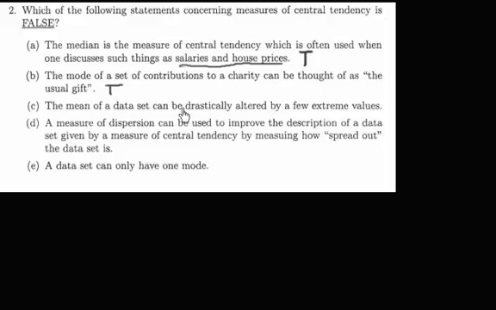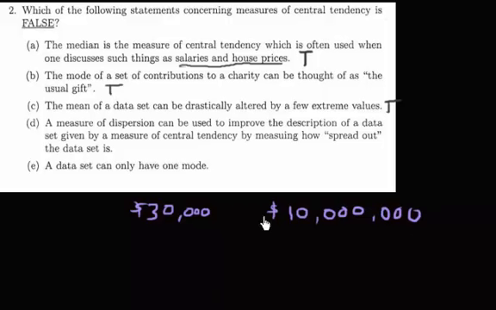The mean of a data set can be drastically altered by a few extreme values. This is true. This was the reason we introduced the median, because when you have, say, salaries, and you have all the main workers who are making, say, $30,000. Okay, so let me just put that down there. Say, most people at the company are making $30,000, but then you have the CEO who's making $10 million. So what happens when you average these two together? It's going to be very skewed. Okay, so one salary can really mess things up. So the mean of a data set can be drastically altered by a few extreme values, again, is true.